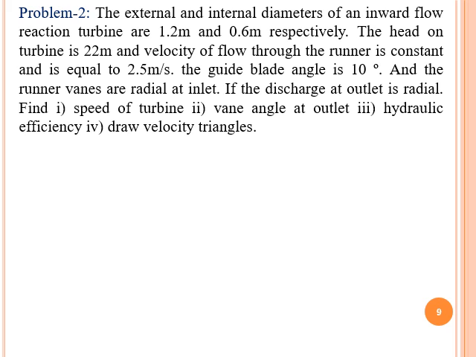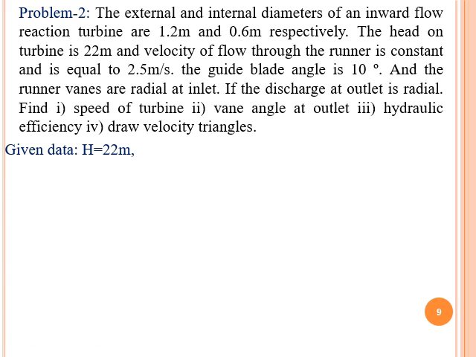Velocity of flow through the turbine is constant, that is Vf1 is equal to Vf2 is equal to 2.5 meter per second. Guide blade angle is 10 degree, that is alpha 1 is equal to 10 degree. Runner vanes are radial at inlet means beta 1 is equal to 90 degree. If discharge at outlet is radial, that is at exit, alpha 2 is equal to 90 degree. So now find the speed of the turbine N, vane angle at outlet, that is beta 2, hydraulic efficiency, and also draw the velocity triangles.